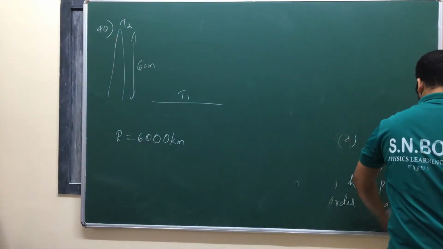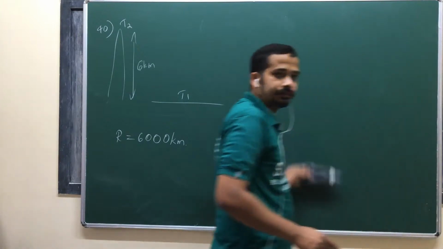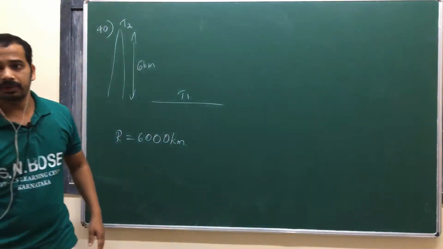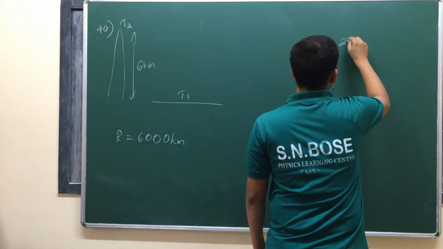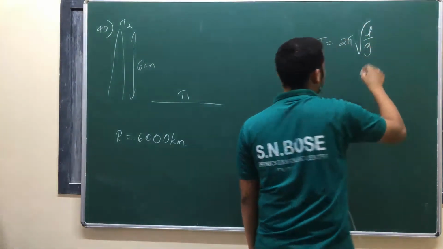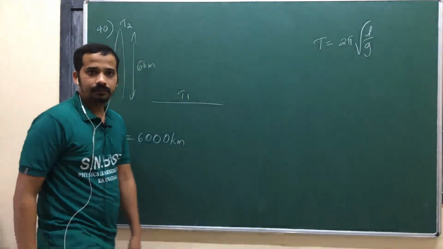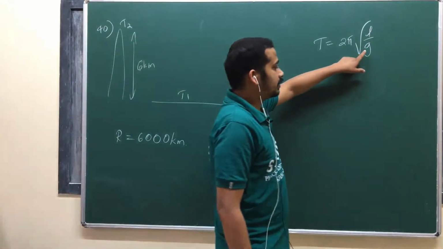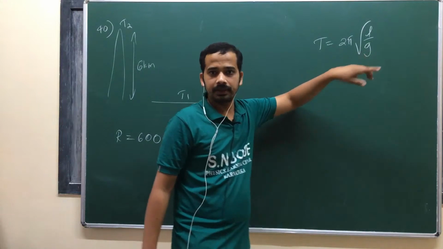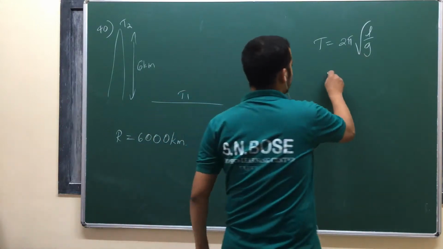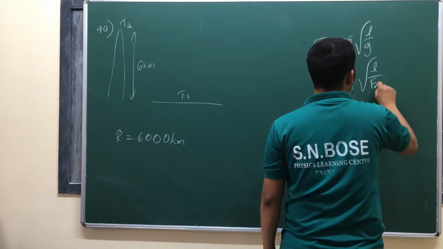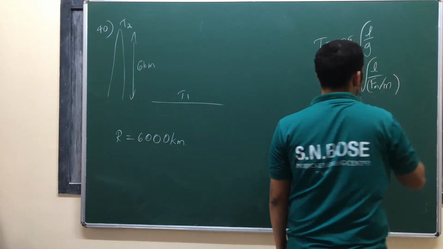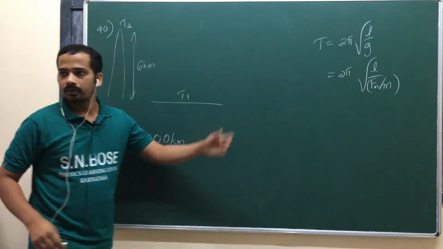You can take your Newton's law of gravitation. For a simple pendulum, your time period is equal to 2 pi root of L by g. So this acceleration is because of force, am I right? Can I write that as 2 pi root of L by force on that mass divided by mass? Why not?